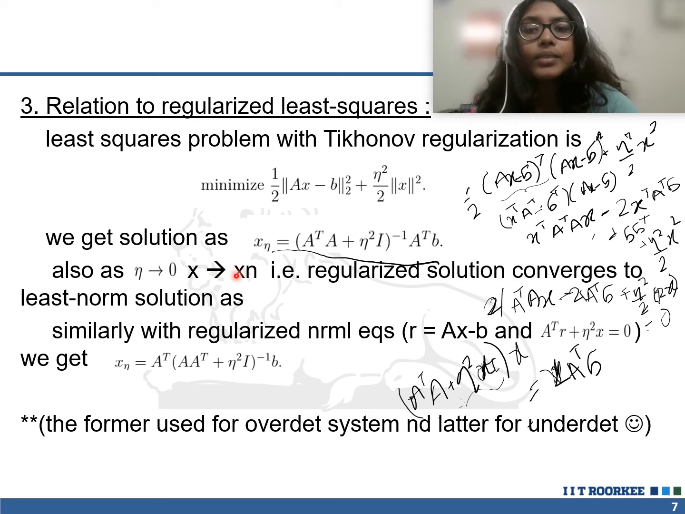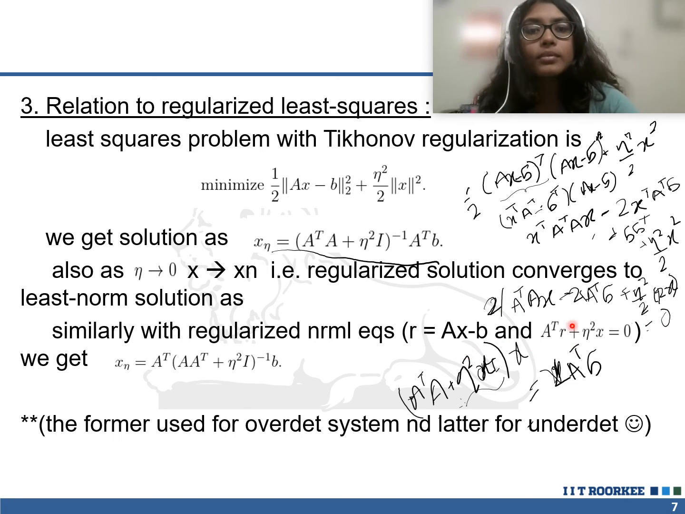This means that x_η converges to this. That is, the regularized solution, when η tends to 0, converges to the least norm solution. Similarly, with regularized normal equations, there is this other set of equations: r equal to Ax - b, where r is the residual, and A transpose r plus η²x equal to 0.